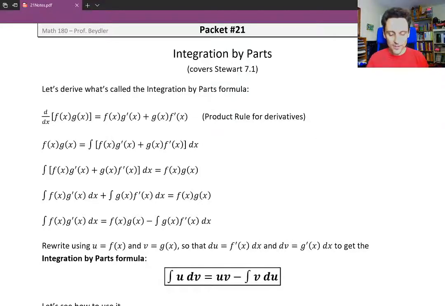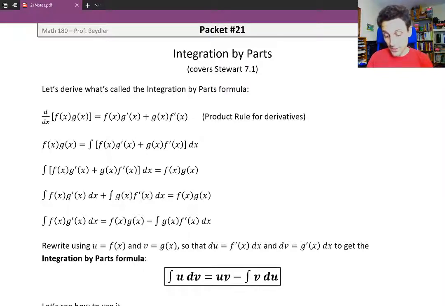So we're going to first start by deriving the integration by parts formula. We're going to start by writing the product rule for derivatives. So the derivative of f of x times g of x is f of x times g prime of x plus g times f prime of x. This is one way to write the product rule. Usually we would go first times derivative of second plus derivative of first times second, but we can switch these two products around.